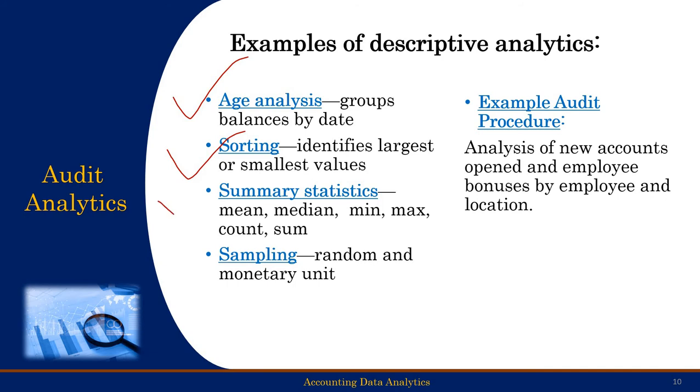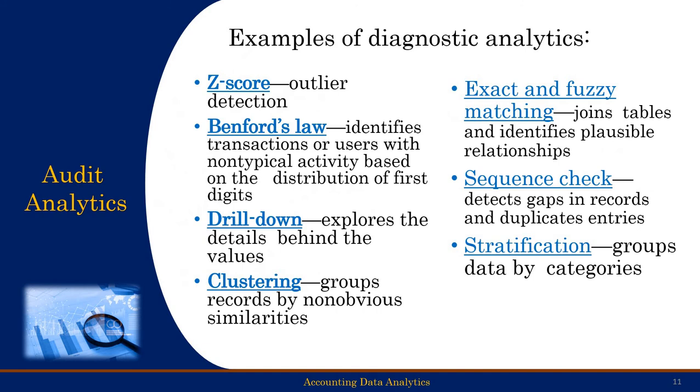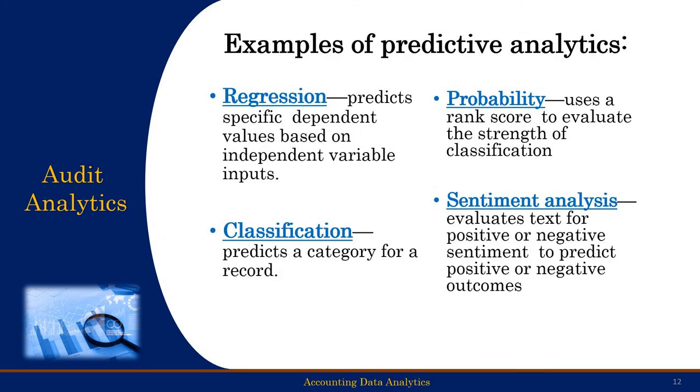You can do sorting, summary statistics, sampling. For an example audit procedure, you can calculate the Z-score to see whether companies are going into the bankruptcy zone. You can identify based on those, and Benford's law, drill down, clustering. There are many things. You can do stratification, grouping data by categories. You can perform regression, probability, classification, and sentiment analysis. We will do this one.